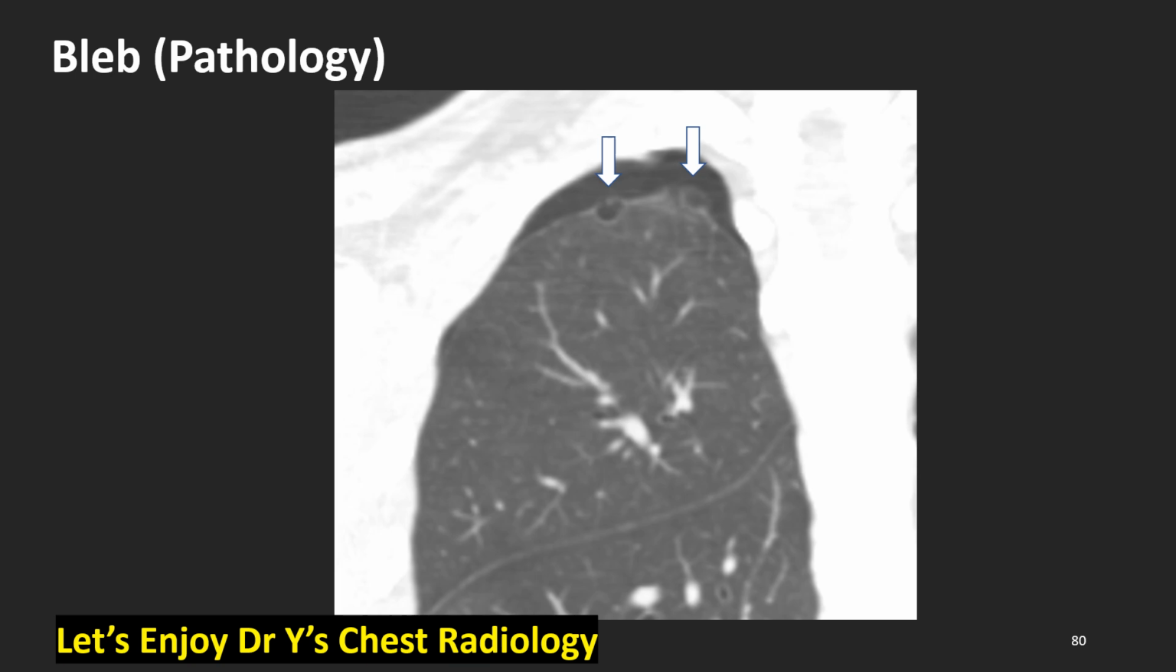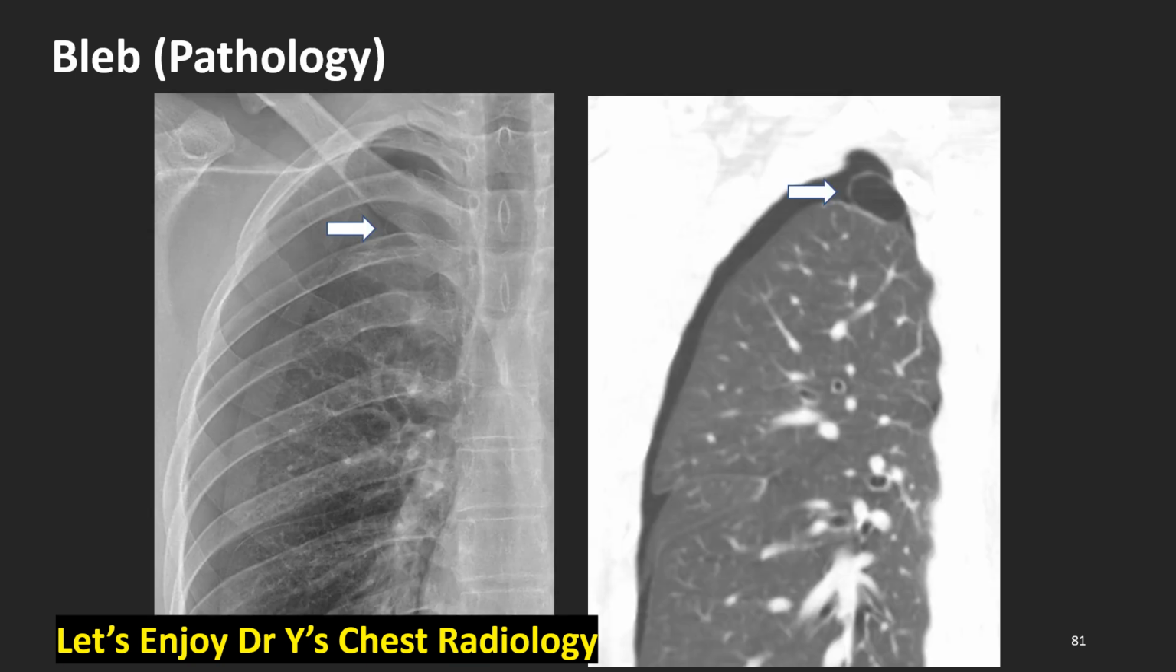Bleb pathology. The arrows indicate two blebs on the right upper lobe in the pneumothorax patient. The arrows indicate a 2 cm bleb on the right upper lobe in the pneumothorax patient.